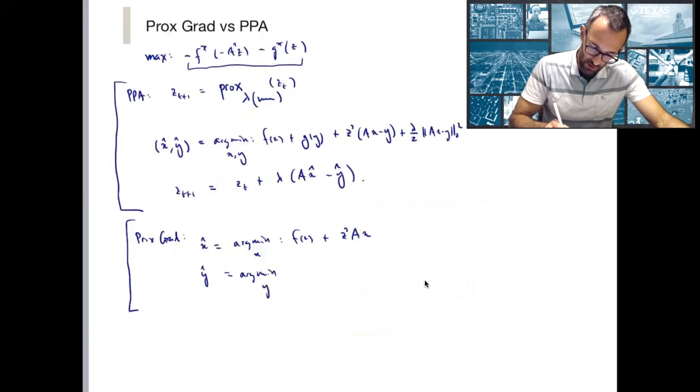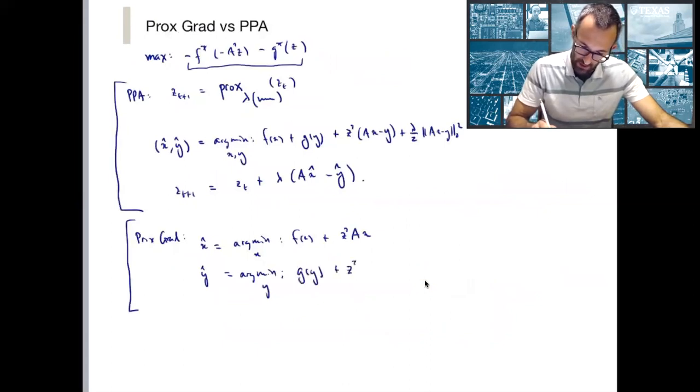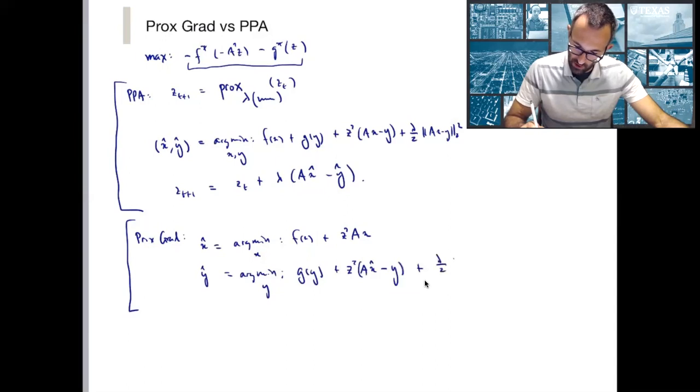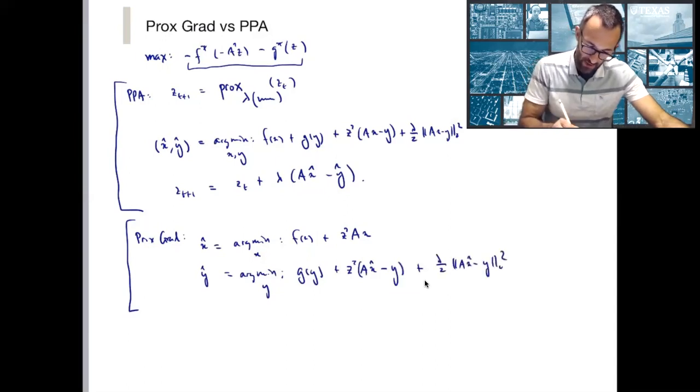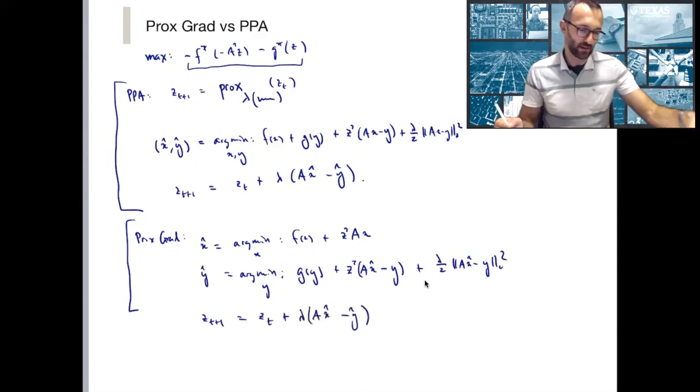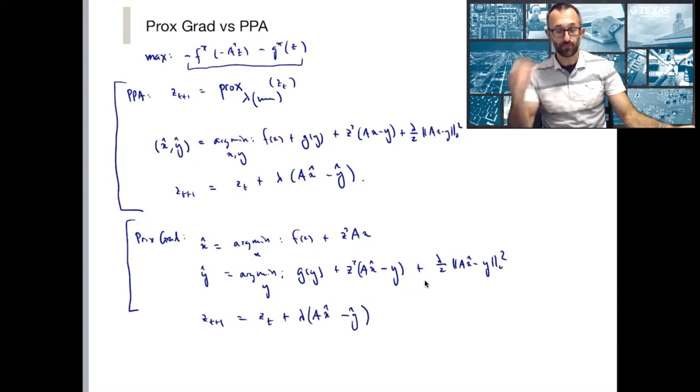Is the argument over y of g of y plus z transpose A x hat. A x hat comes from the previous step just above, minus y plus lambda over 2 times A x hat minus y, and then z_{t+1} is exactly the same. z_{t+1} is z_t plus lambda of A x hat minus y hat. So what are the differences here?